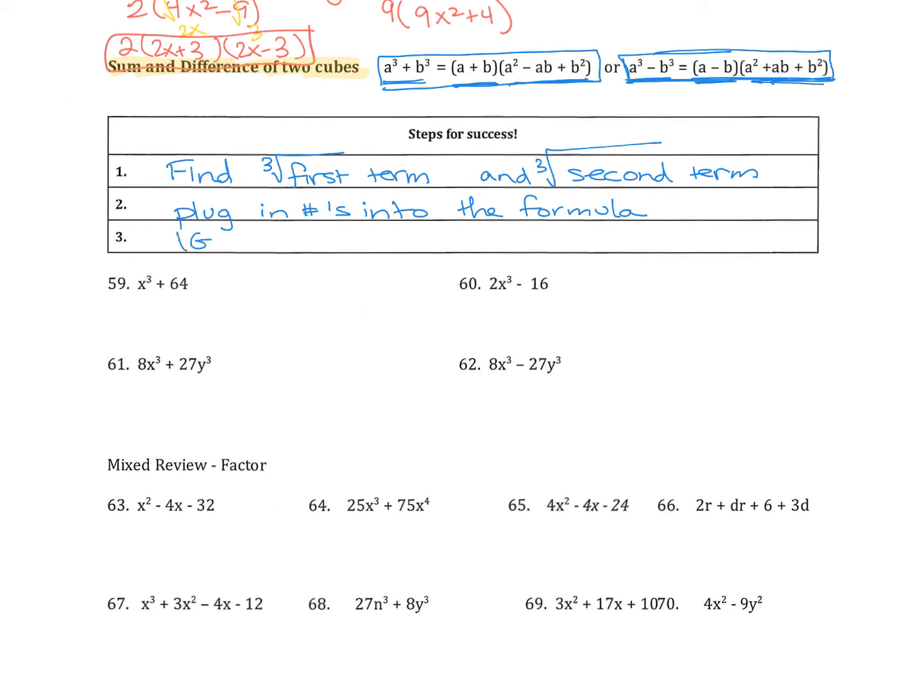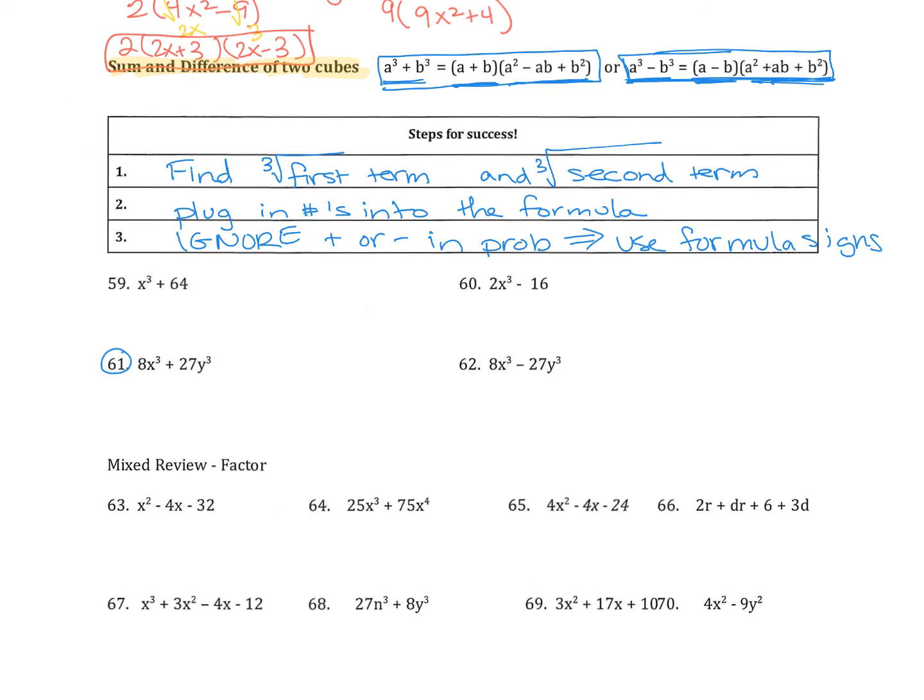And when you're doing this, I would like you to ignore the plus or minus in the problem. We're going to concentrate on getting our signs from the formula. So we're going to use the signs in the formula. So let's start with number 61.